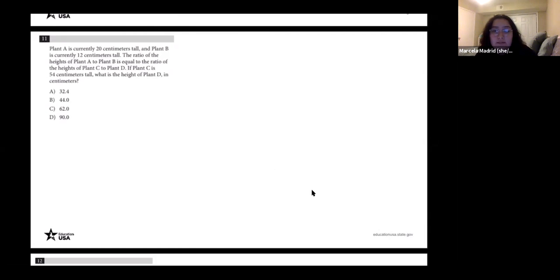So for this little question, it is a ratio question. It's saying that the ratio of the heights of plant A to plant B equals the ratio of the heights of plant C to plant D. Because it's a word problem but it's all numbers technically, you make it a ratio so you don't confuse yourself. I know I would have. So it's A over B, I'm pretty sure, is equal to C over D, if I'm not mistaken.